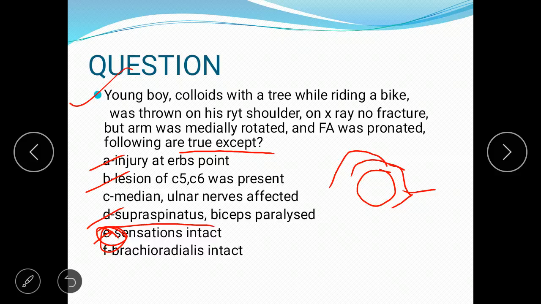But in Erb's palsy, my forearm is fully pronated, therefore brachioradialis is also not intact. So these two options are wrong. Come to this option, option C.